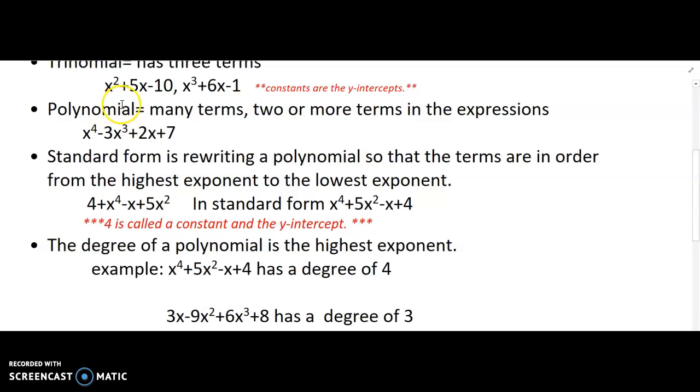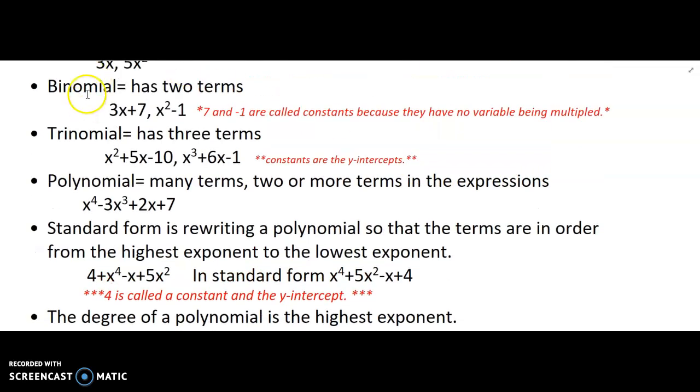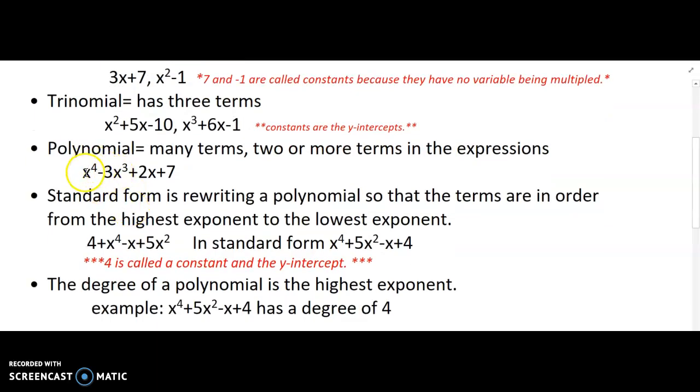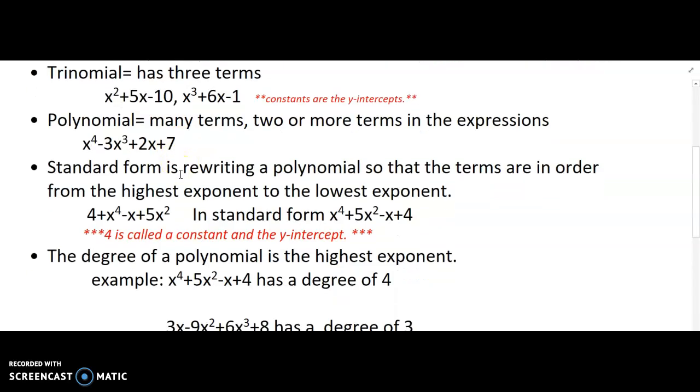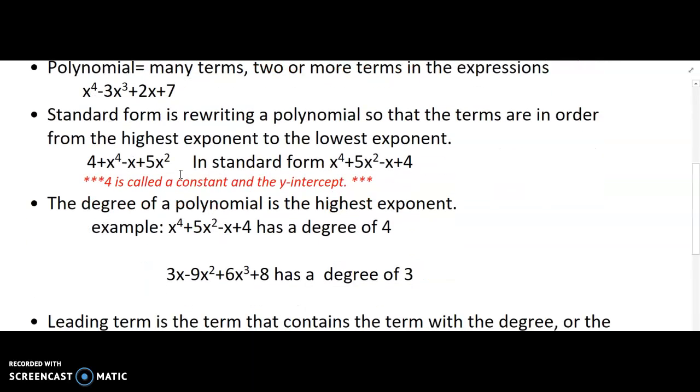And then a polynomial is many terms. That just refers to two or more terms in the expression. So for example, a binomial is considered a polynomial, and a trinomial is considered a polynomial. Here, an example of a polynomial is x to the 4th minus 3x cubed plus 2x plus 7. Again, I encourage you guys to pause the video as I'm going through and write the notes.